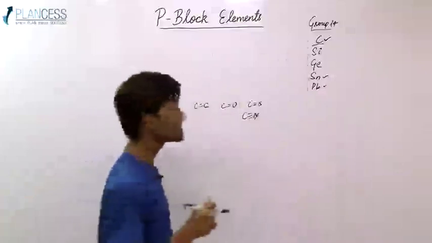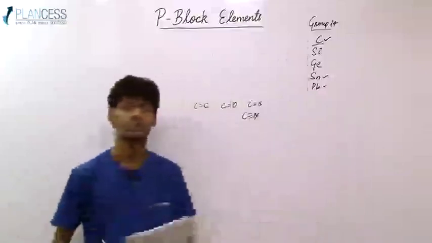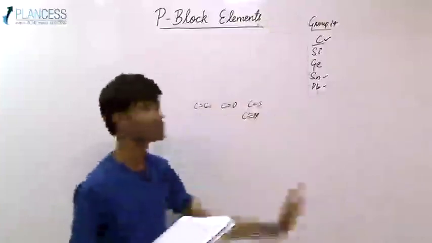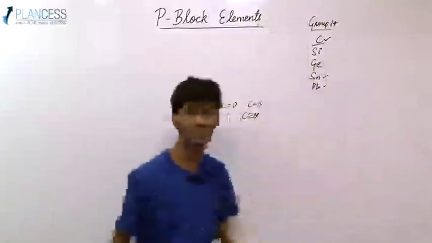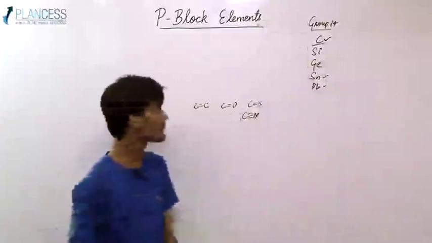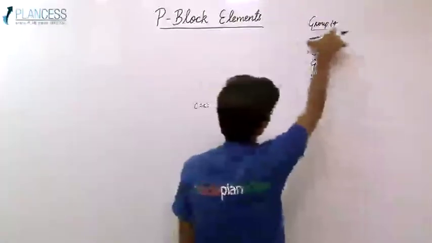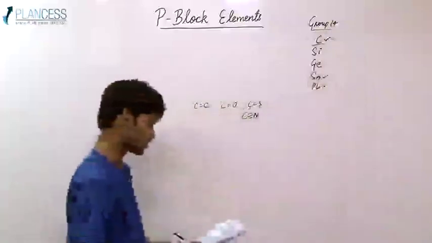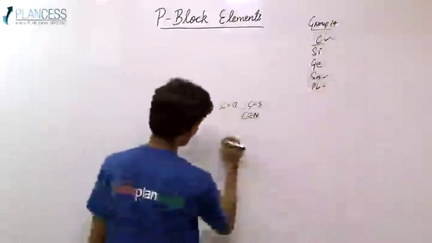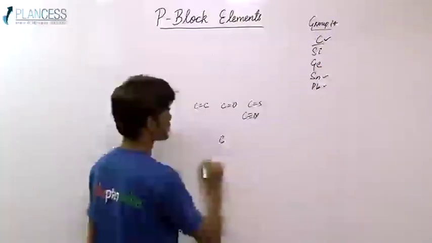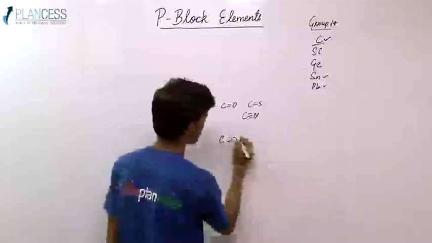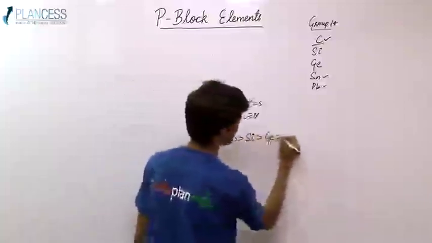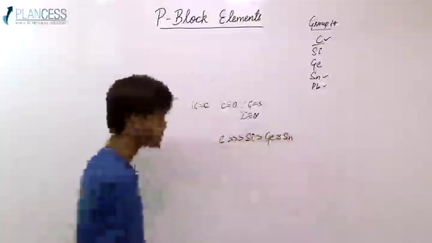Next is catenation. Catenation is a very important property, you can say a unique property of the group 14 elements, that it forms bonds with itself because their bonding is very high as compared to the other group elements. So the catenation property of carbon, because of its smaller size, is very much greater than silicon, which is greater than germanium, and germanium is equal to tin.